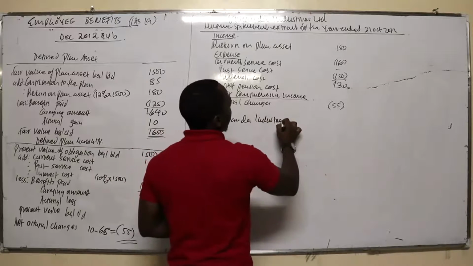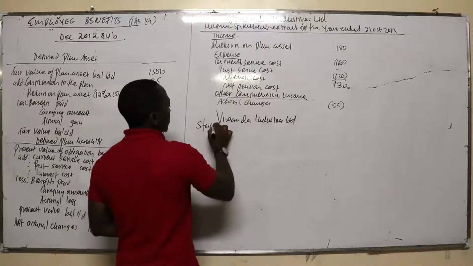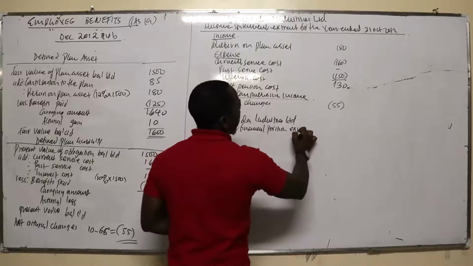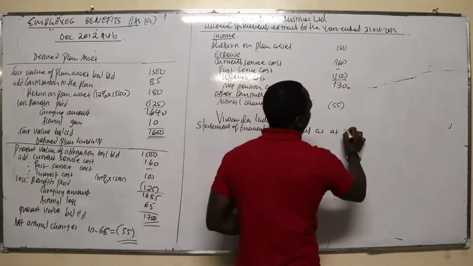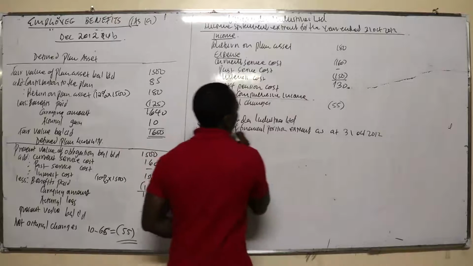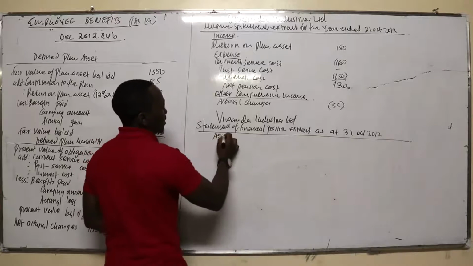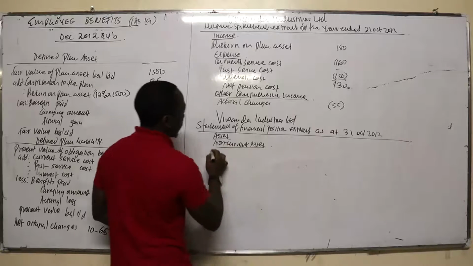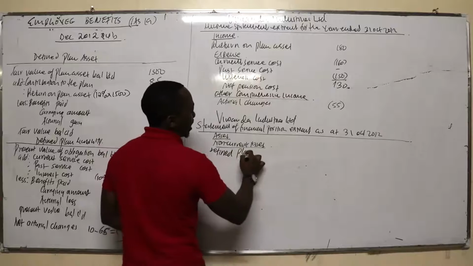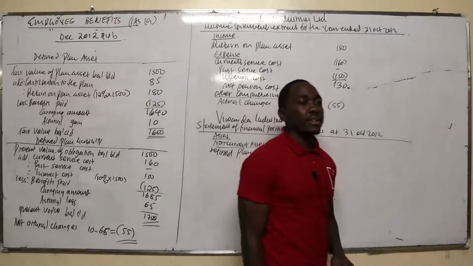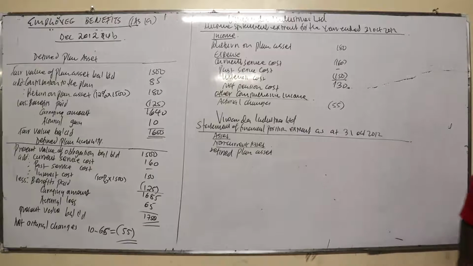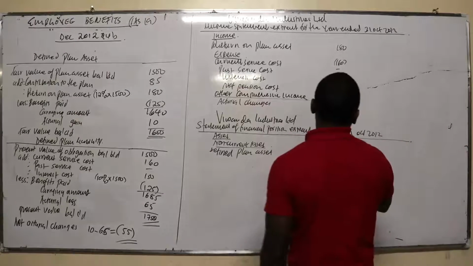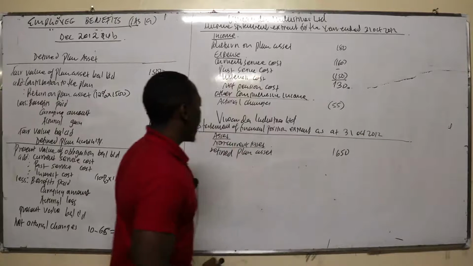Let's go to the balance sheet extract. Wanda Industries Limited, statement of financial position extract as at 31st October 2012. So we have the assets, non-current assets. Under the non-current assets, we have defined plan asset. How much? Just go to the defined plan asset. What do you take to the balance sheet? 1650. Good. You just take the balance at the end. Then we go to the equity and liability.